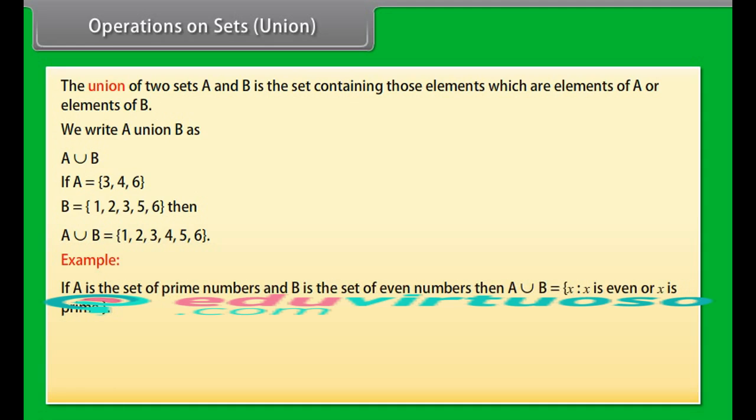Example: if A is the set of prime numbers and B is the set of even numbers, then A union B is equal to {x such that x is even or x is prime}. If A is equal to {x such that x greater than 5} and B is equal to {x such that x less than 3}, then A union B is equal to {x such that x less than 3 or x greater than 5}. Venn diagram.